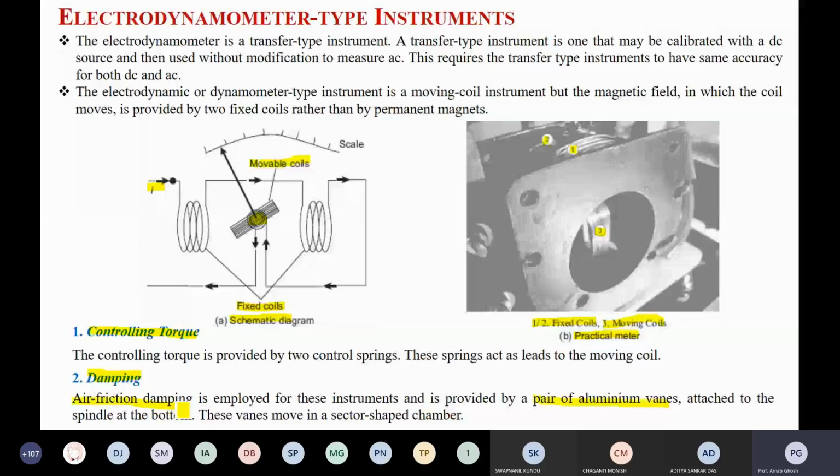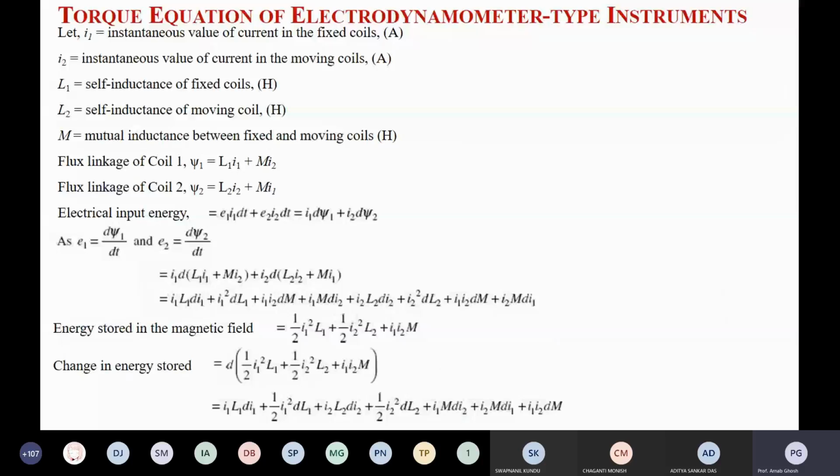After that, you can see the basic torque equations of the electrodynamic type instrument. Here you can observe that I1 is the instantaneous value of current for the fixed coil, in amperes. I2 is the instantaneous current of the moving coil. So the first one is the fixed coil, the second one is the moving coil. I1 and I2 are both instantaneous currents.